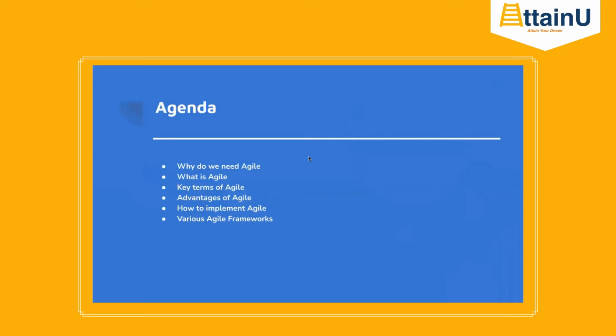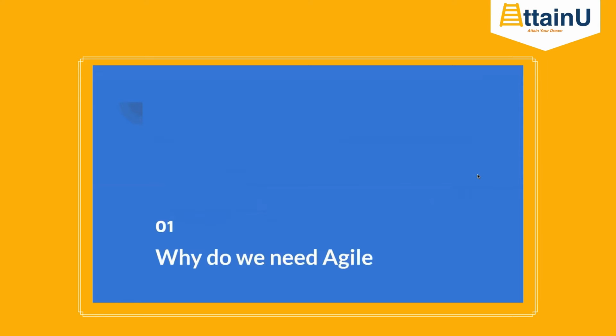Before that, let's talk about the agenda of this course. Firstly, we will know why do we need agile, what is agile, the key terms of agile, what are the advantages of agile, how to implement agile, and what are the frameworks that we use in agile methodology, right? Okay. Firstly, why do we need agile?